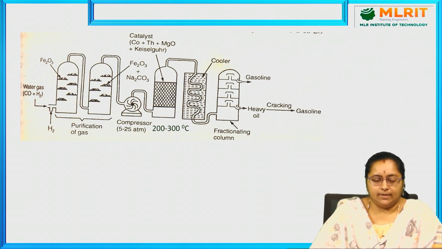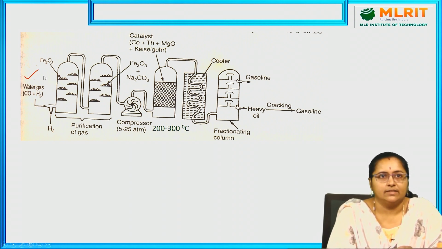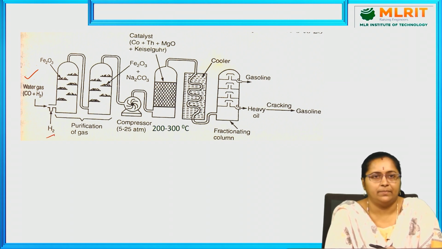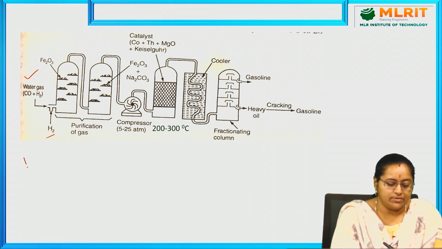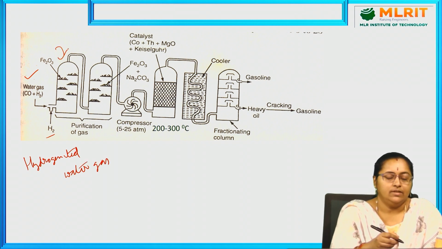If you see the apparatus, as I told you, we are going to make use of water gas, that is a combination of carbon monoxide and hydrogen. The composition of water gas includes carbon monoxide and hydrogen. First, it is subjected to hydrogenation. Hydrogenation means simply adding hydrogen by supplying some temperature and pressure. So this is what we call hydrogenated water gas. It is then allowed to pass into the first chamber.